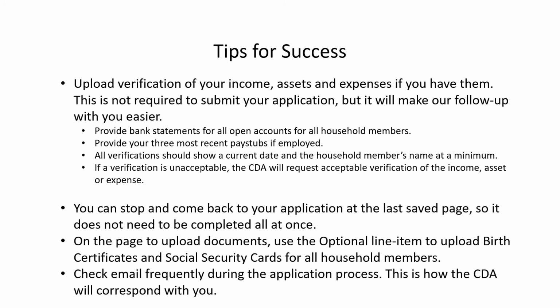Provide bank statements for all open accounts for all household members. Provide your 3 most recent pay stubs if employed. All verification should show a current date and the household member's name at a minimum. If a verification is unacceptable, the CDA will request acceptable verification of the income, asset, or expense. You can stop and come back to your application at the last saved page, so it does not need to be completed all at once.